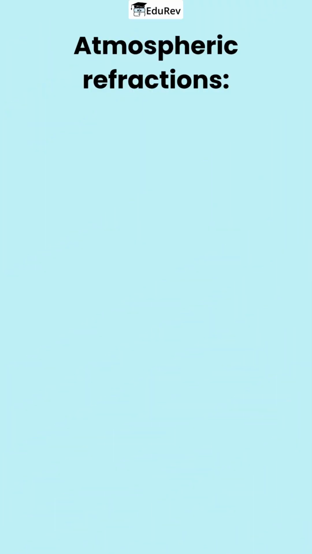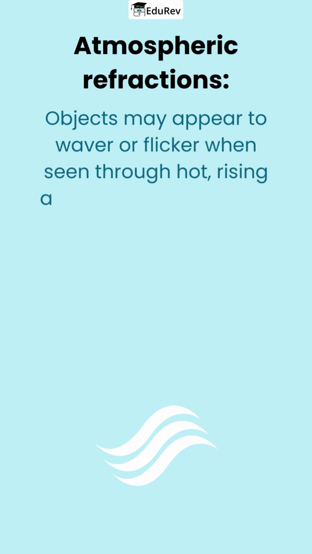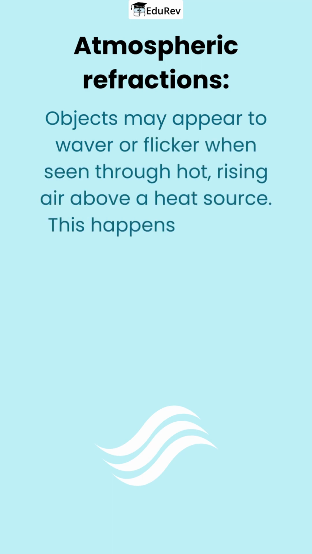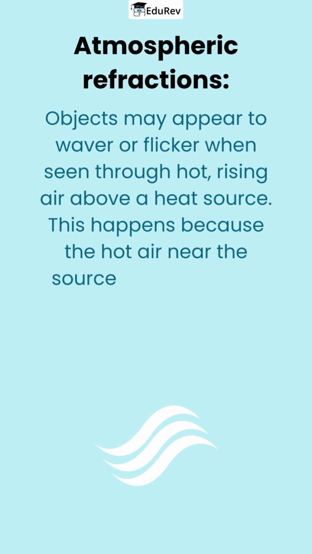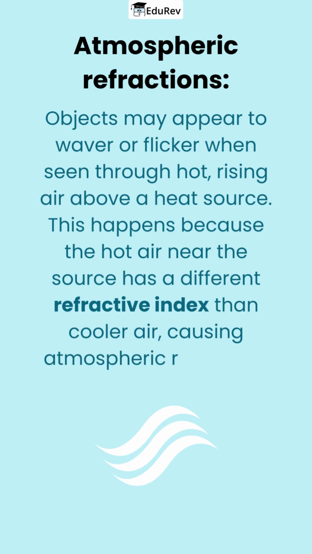Atmospheric refraction. Objects may appear to waver or flicker when seen through hot, rising air above a heat source. This happens because the hot air near the source has a different refractive index than cooler air, causing atmospheric refraction.